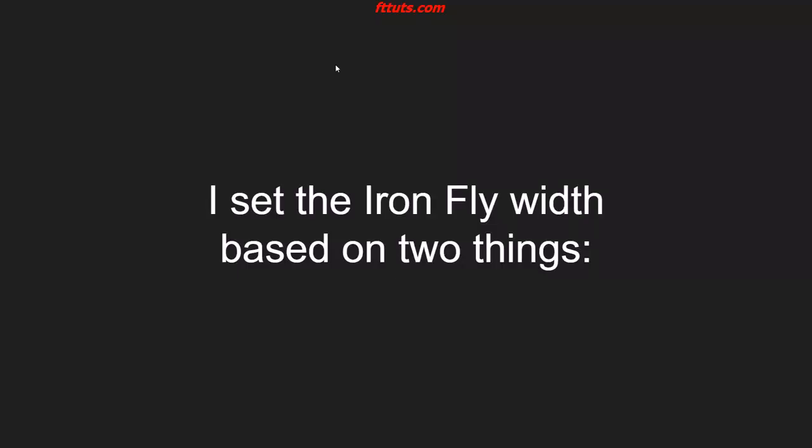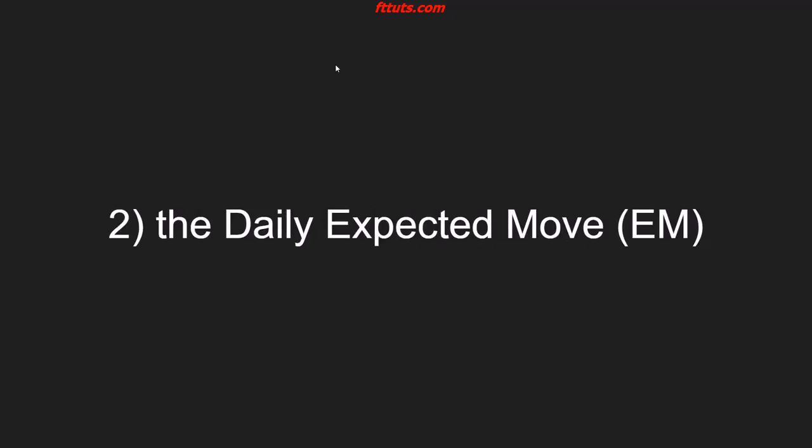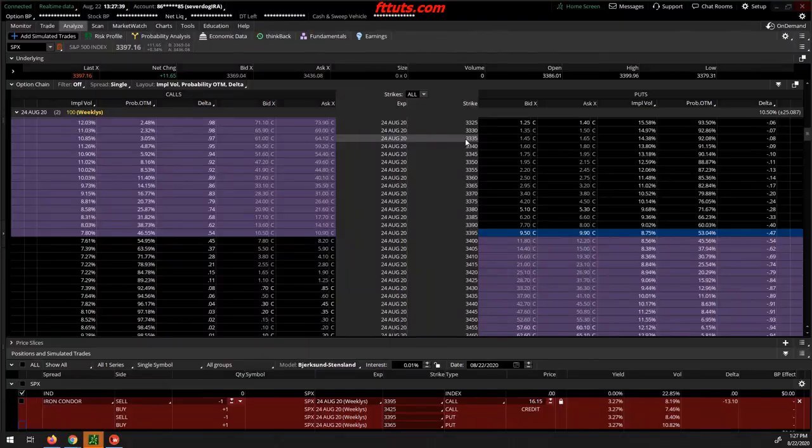Well, I set the iron fly width based on two things. First of all, my availability. So this is my availability to be able to manage the trade live. If I can't be there to manage the trade live, I will set it up in a different manner, which I'll show you. And then secondly, the daily expected move is another way that we can set the width of the wings. First of all, let's talk about the situation where I might have limited availability during the day.